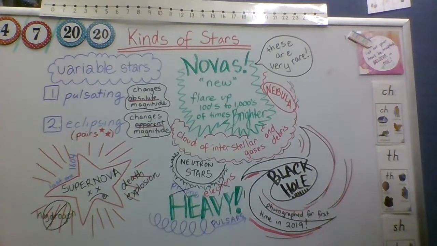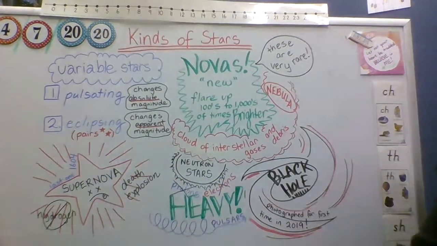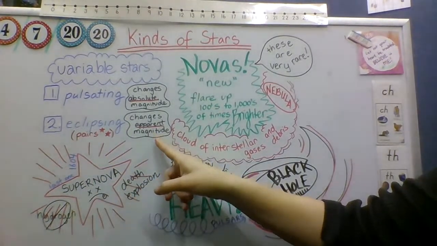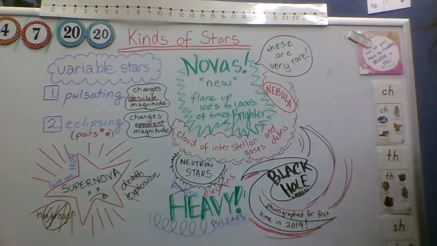With stars, eclipsing stars means there's a pair of two stars in this group. And these stars change not in their absolute magnitude, but in their apparent magnitude. Remember that apparent magnitude is how bright the star actually looks. For example, the sun is a star, and it looks very bright because it is so close to us in comparison to all the other stars. So its apparent magnitude is very bright. So these stars will appear to suddenly be very bright or suddenly be very dim.